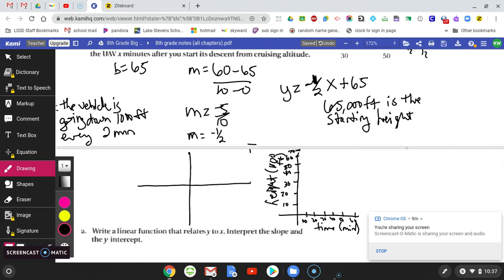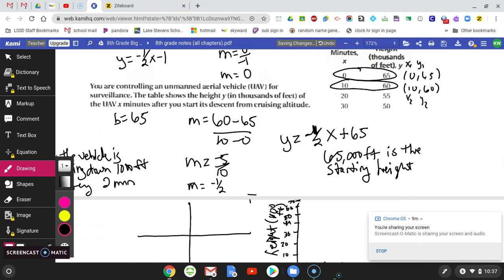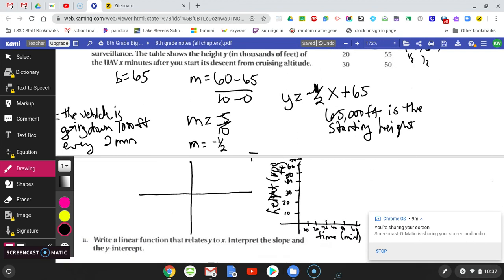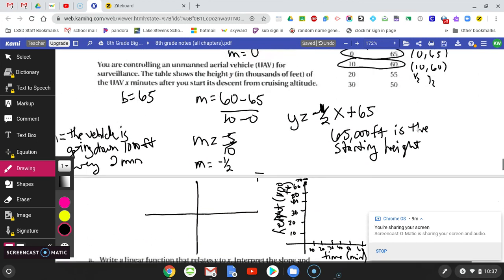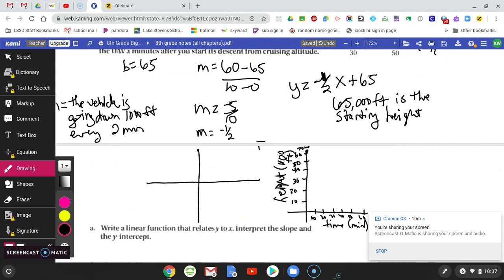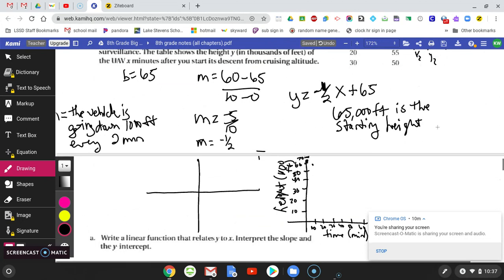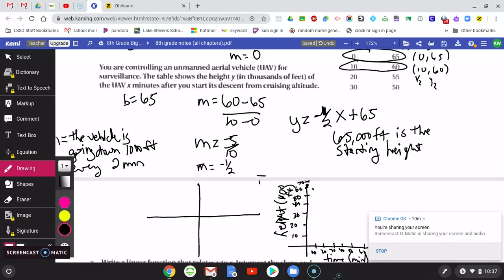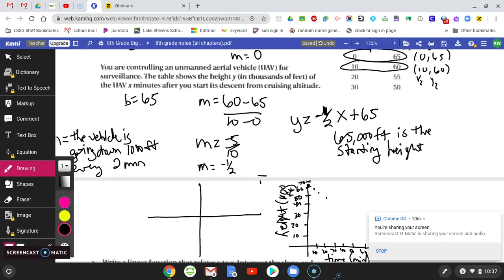Okay. And now we can plot our points. So at 0 minutes, we're at 65, which would be halfway between 60 and 70. At 10 minutes, we're at 60. At 20 minutes, we're at 55. At 30 minutes, we're at 50, and so forth. Okay, so we can take a look at our graph. We can extend it as well.